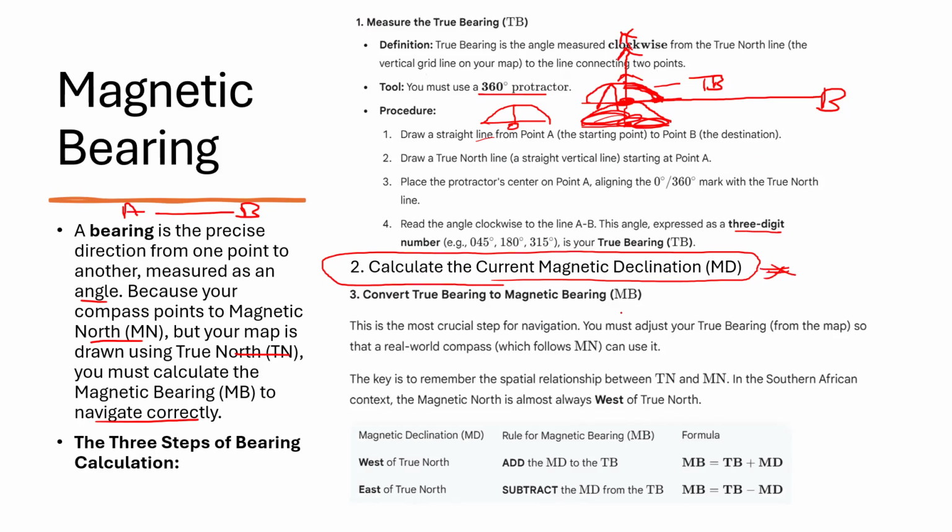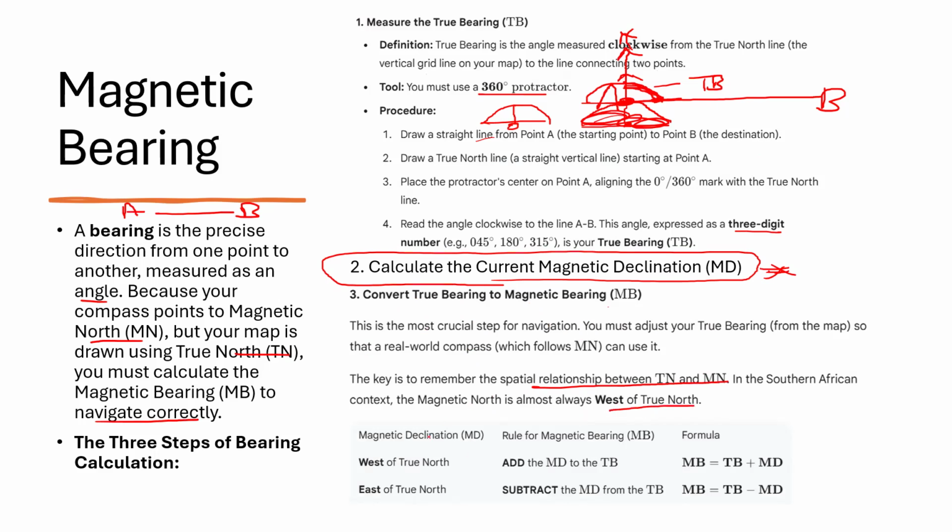Now that you're done with that, you convert your true bearing to magnetic bearing. This is the most crucial step for navigation. You must adjust your true bearing from the map so that the real world compass, which follows the magnetic north, can use it. So the key is to remember the spatial relationship between the true north and the magnetic north. In the Southern Africa context, the magnetic north is almost always west of the true north.